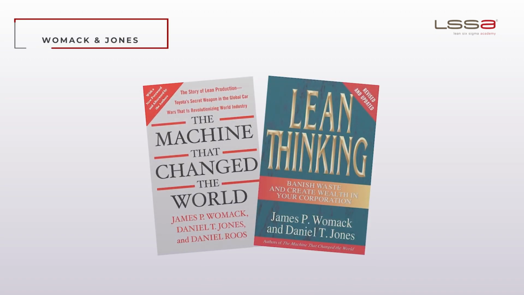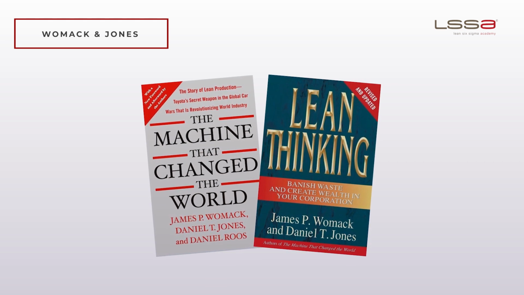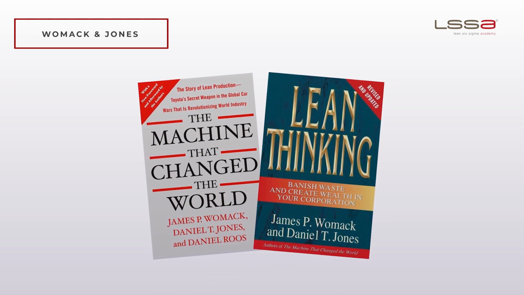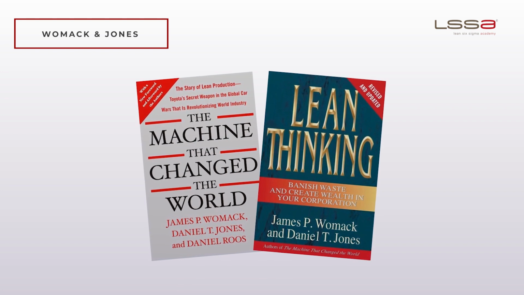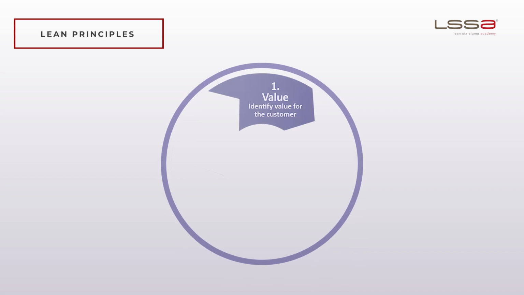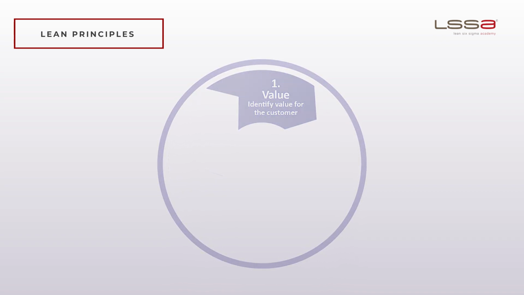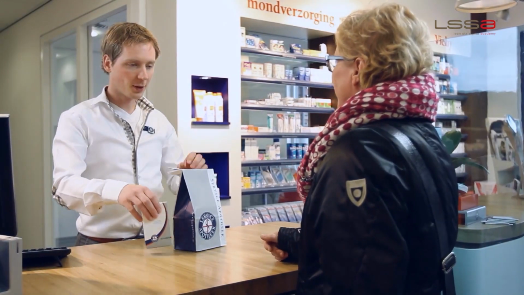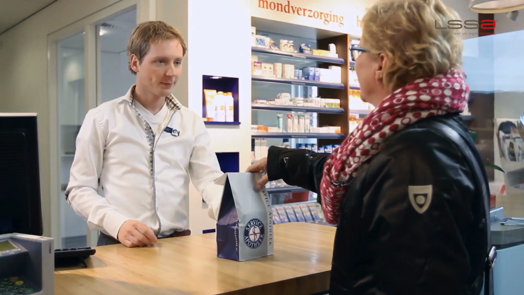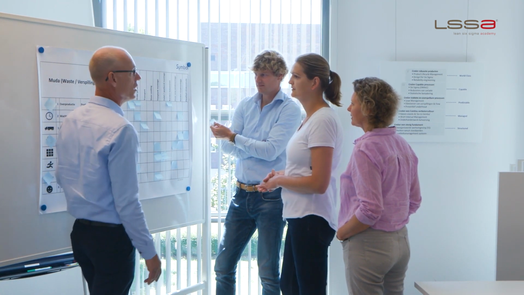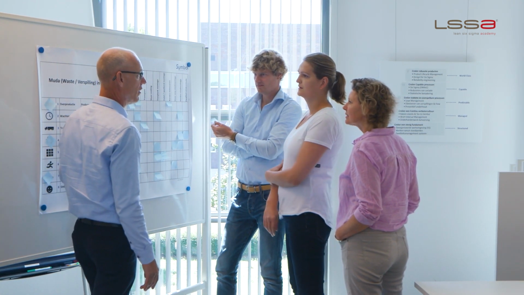Womack and Jones published 2 books about Lean, The Machine That Changed the World and Lean Thinking. In this book, they described the 5 Lean principles. The first principle is to define who your customer is and understand what the meaning of value is for your customer. Lean takes the customer as the starting point, because in the end, satisfied customers are the reason for the existence of your organization and your job.